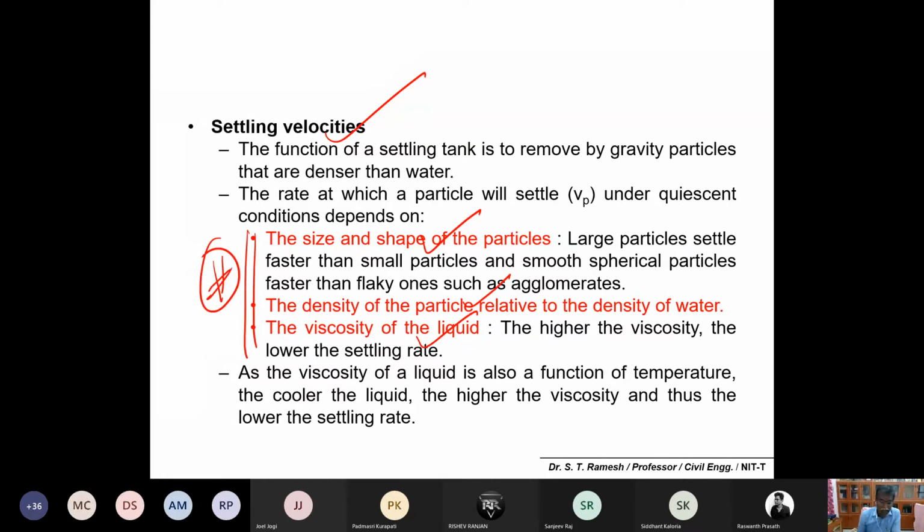Anyway, this we are already familiar with. Size and shape normally play a role. The density of the particle plays a role, as well as the density of water, and the last one is viscosity. Viscosity and, again, temperature of water are also directly connected.